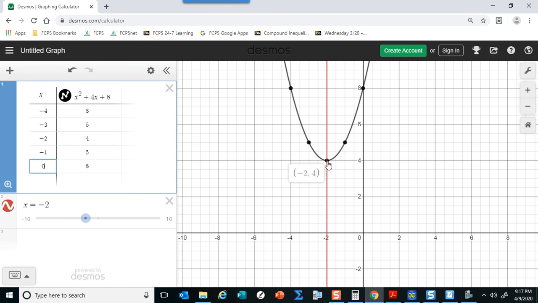That's my axis of symmetry. That's my vertex. Now my solutions are my x-intercepts. Well, here's the x-axis, and this graph is not touching the x-axis, so there are no solutions.